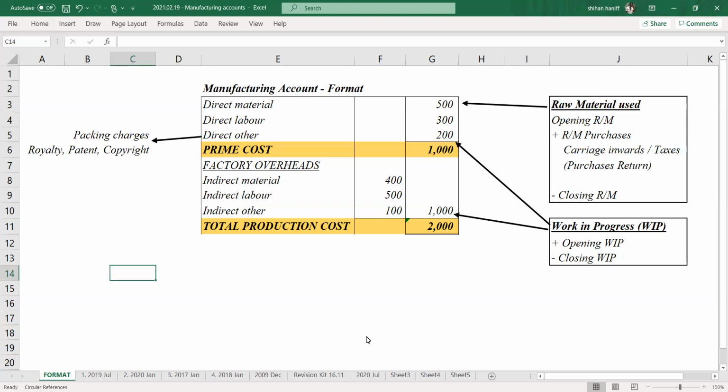Very good evening, everyone. Today, I thought of starting the manufacturing accounts. So the basic, we will be doing some basic questions from manufacturing accounts.